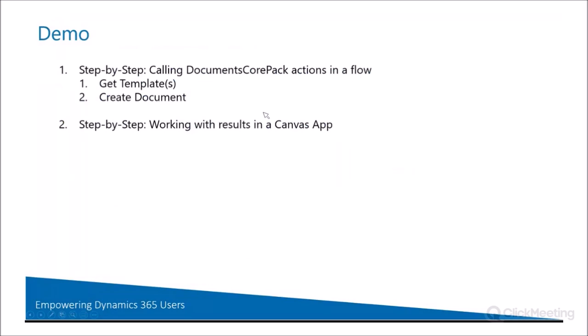So what we're going to do today is a quick step-by-step. We're basically going to be calling DocumentsCorePack actions in not a flow, but a Canvas app. We're going to get all the templates, select a template, click a button to generate a document, and then open that document straight from the app. I'm going to show you exactly how to do that, and it's really simple.